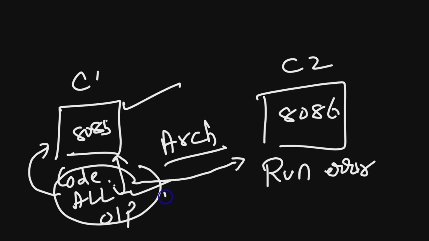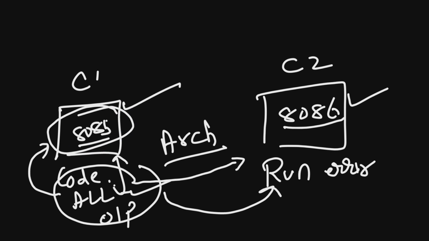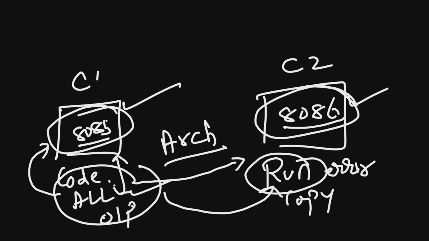If I copy that same code into another computer which is having different architecture. See here 8085, here it is 8086. I have written the code for 8085 computer. If I copy that same code and try to run in 8086 machine, I will not get the output because this code is written only for this computer. This concept is called as machine dependent.